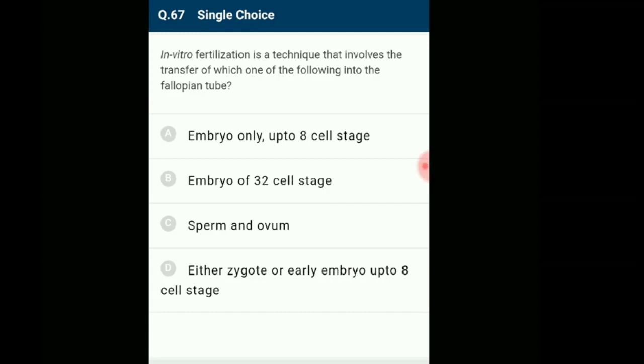It is generally called ZIFT, zygote intrafallopian transfer, to complete its further development. If the embryo is with more than 8 blastomeres, it is transferred into the uterus. It is generally called IUT, intrauterine transfer, to complete its further development. So the answer is option D, the zygote or early embryo up to 8-celled stage.